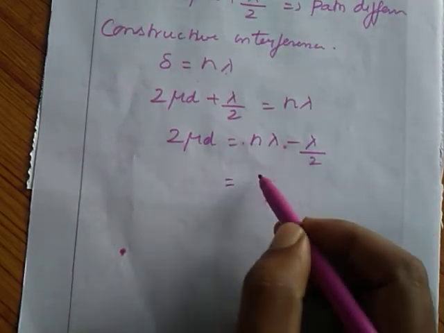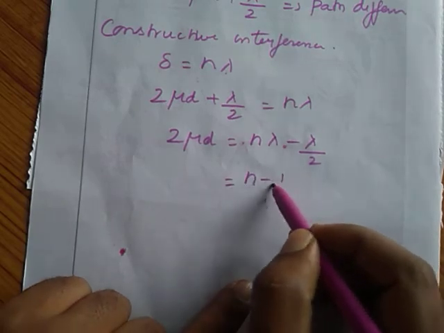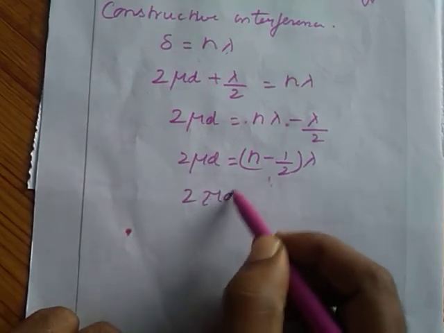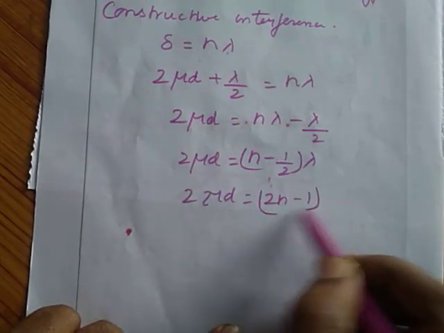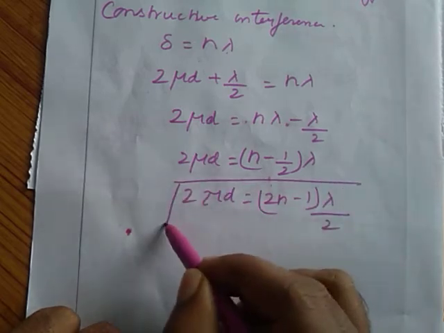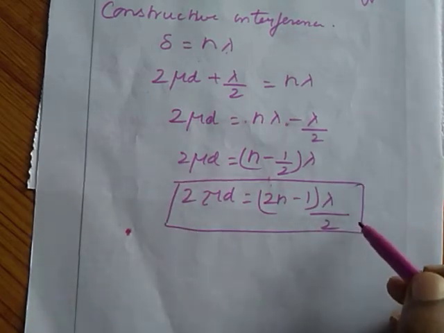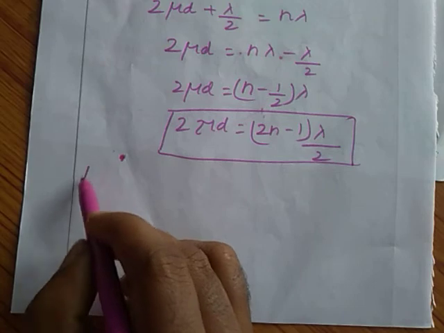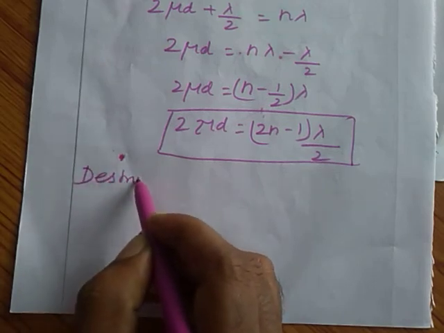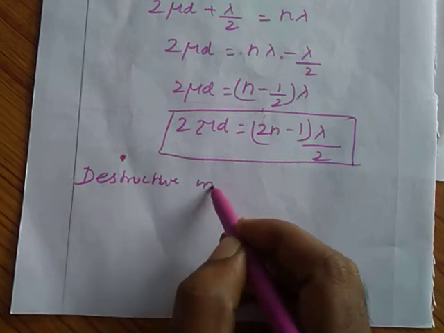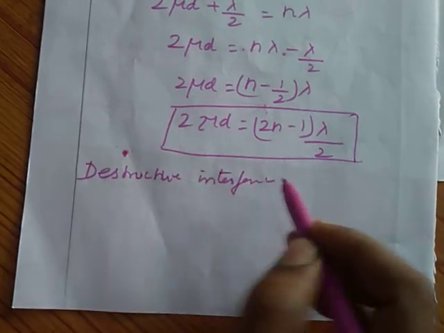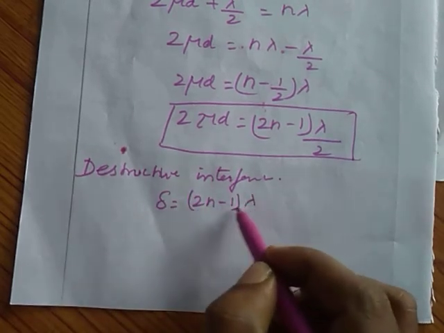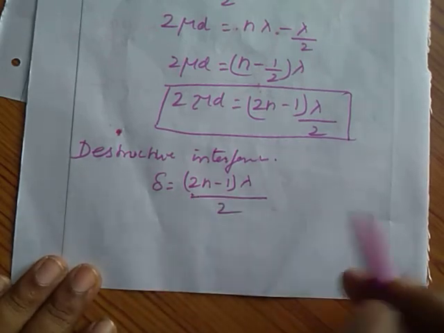Again solving this, lambda is constant, so 2 mu d is equal to (2n minus 1) lambda by 2. This is the equation for destructive interference in transmitted light. For destructive interference, we know the delta value is (2n minus 1) lambda by 2.